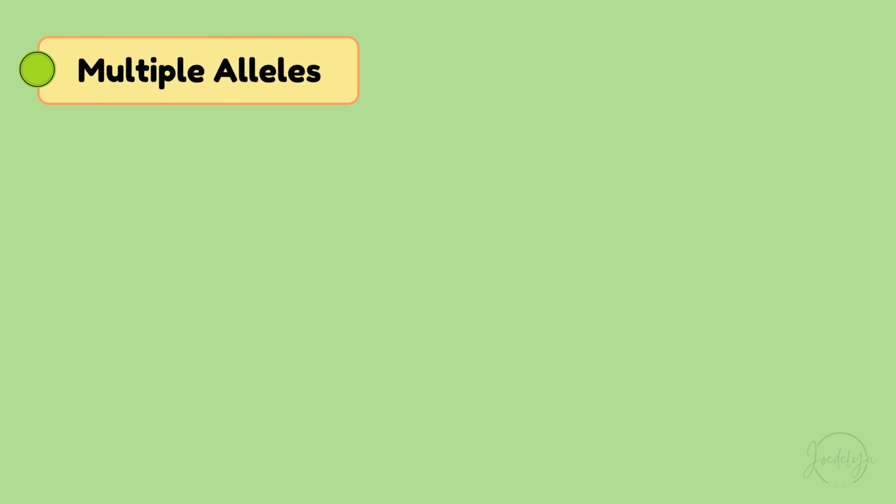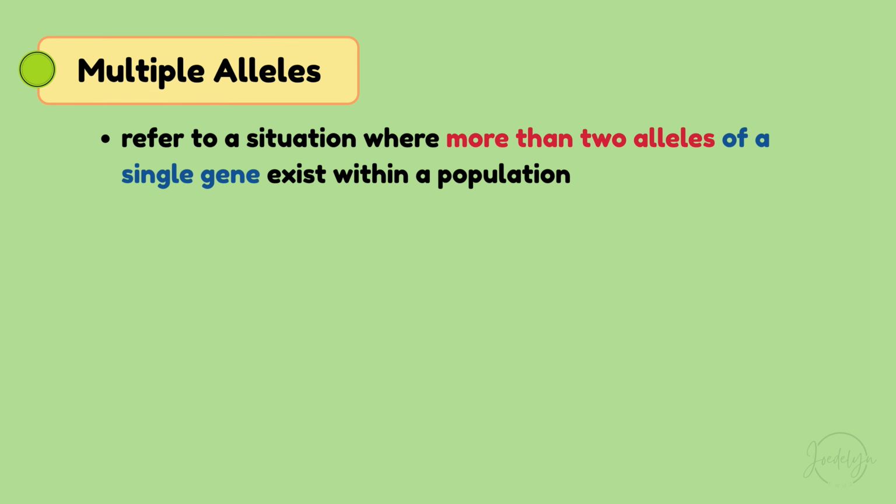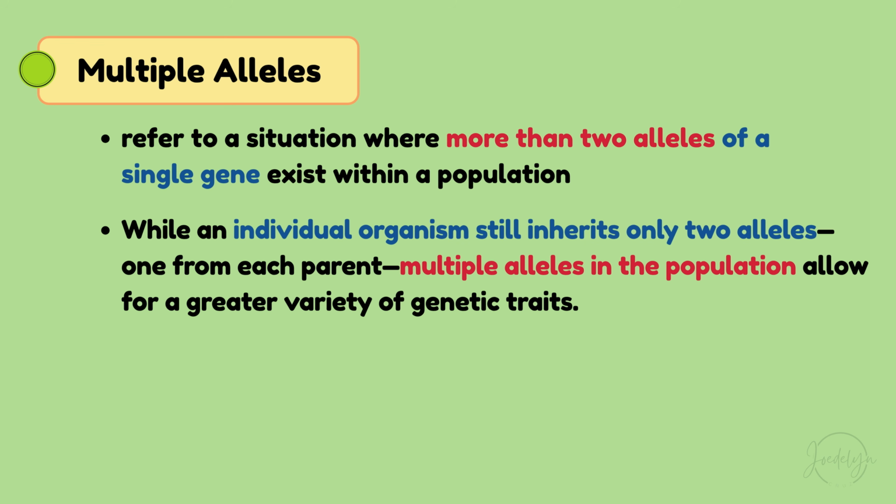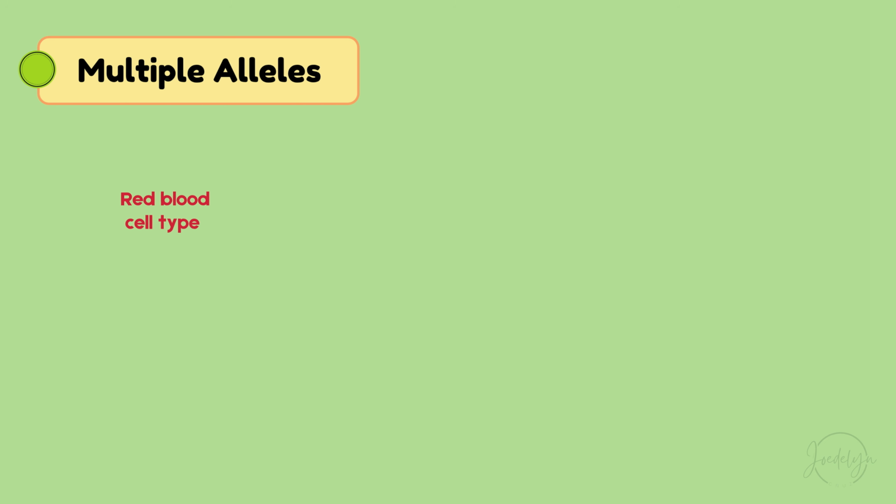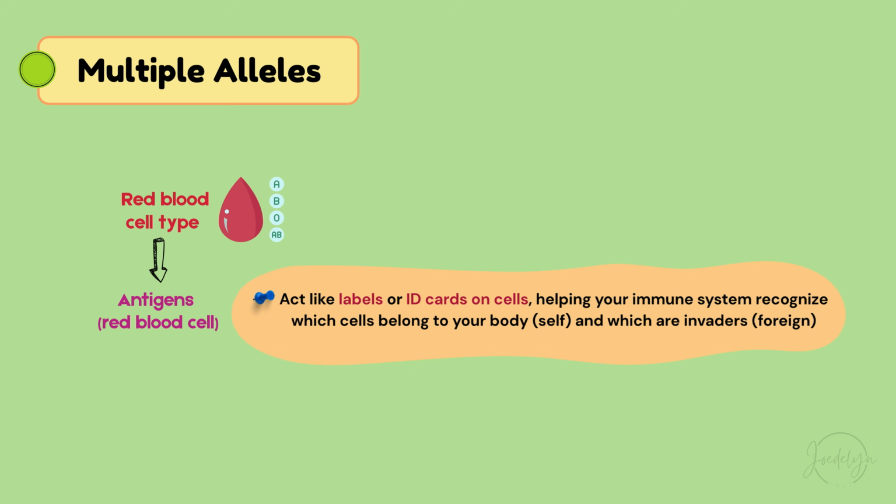Now let's dive into multiple alleles, which refers to a situation where more than two alleles of a single gene exist within a population. While an individual organism still inherits only two alleles, one from each parent, multiple alleles in the population allow for a greater variety of genetic traits. A classic example of this is the ABO blood type system in humans. Your blood type, A, B, AB, or O, is determined by antigens on your red blood cells. Antigens act like labels or ID cards on cells, helping your immune system recognize which cells belong to your body, self, and which are invaders, foreign.